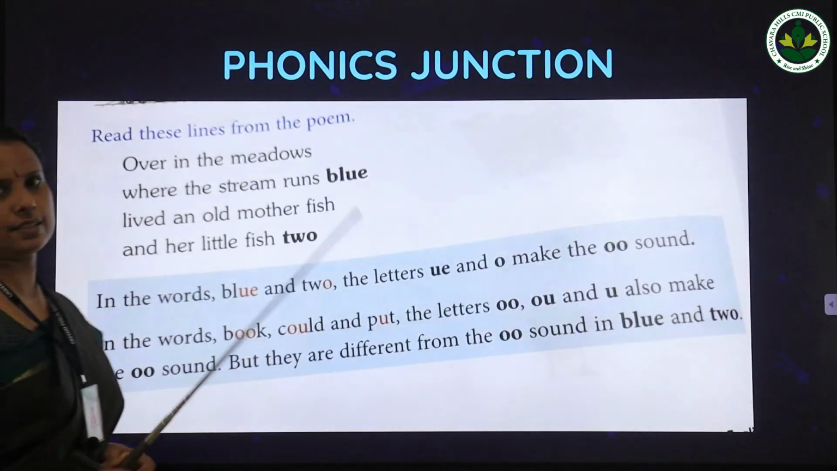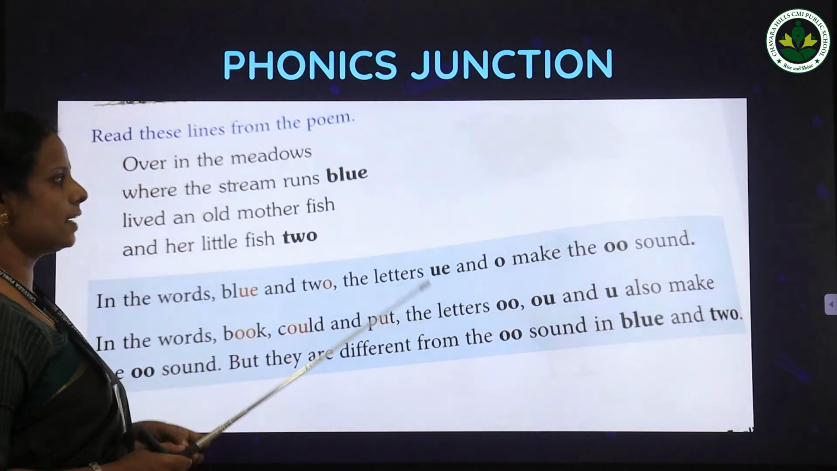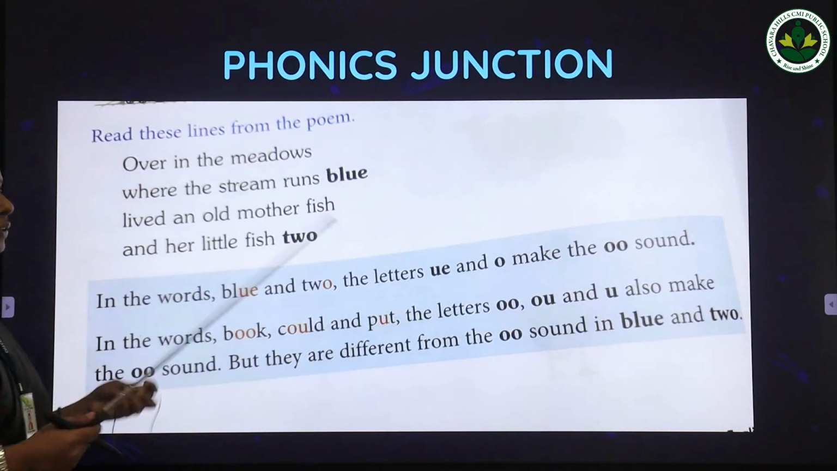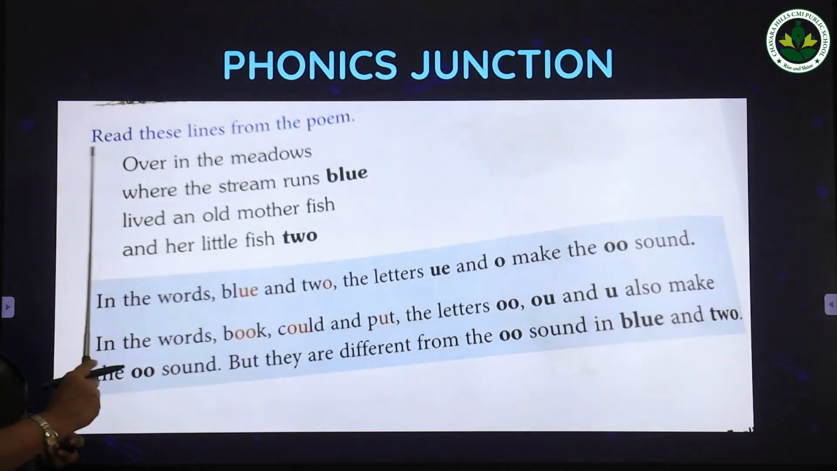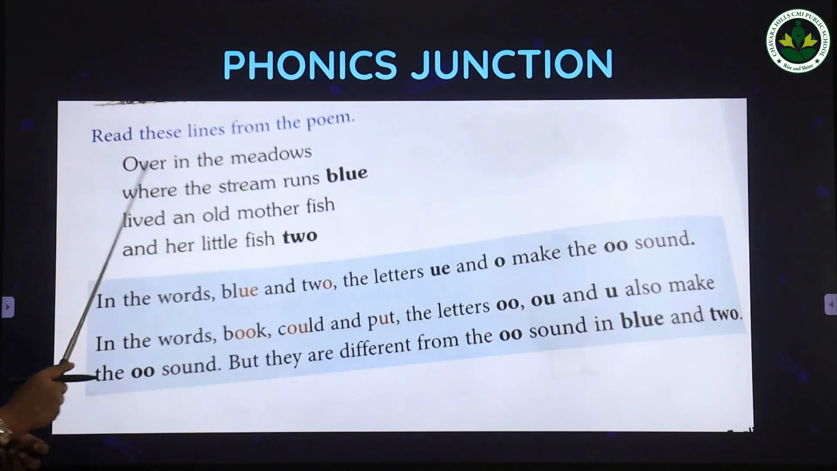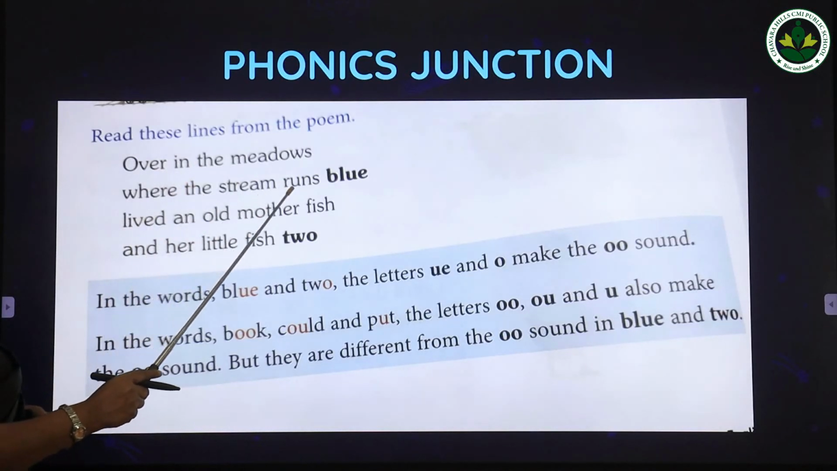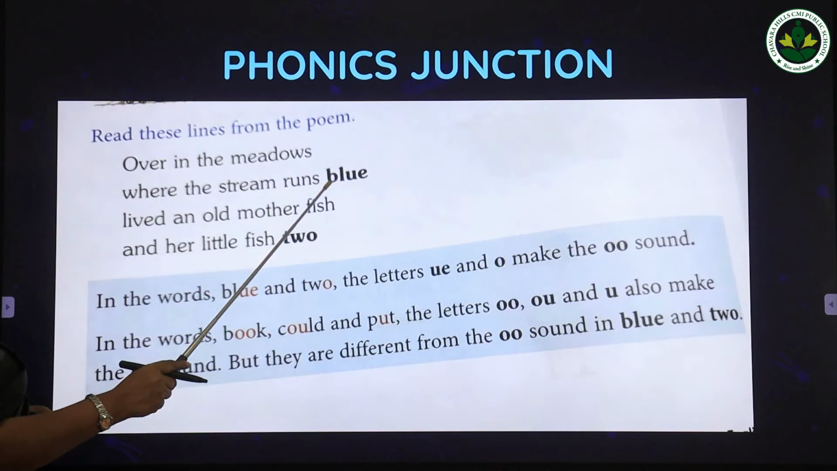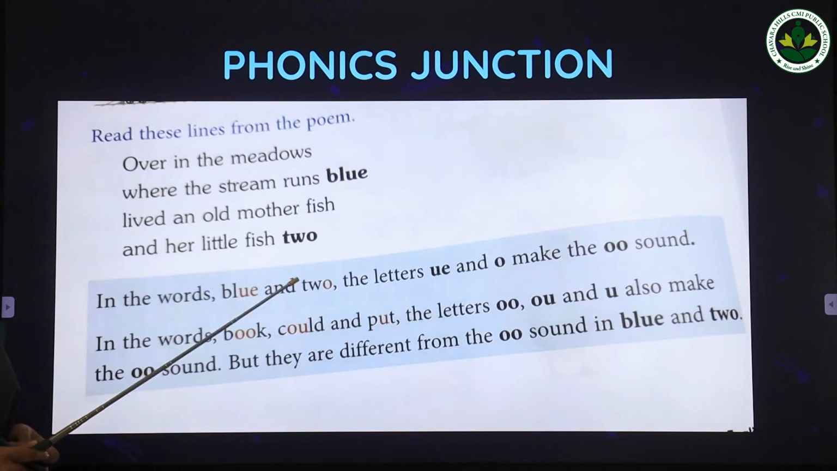Next section is phonic junction. And in phonic junction, let's see what we are going to learn. So before that, let's read these lines from the poem. Over in the meadows, where the stream runs blue, lived an old mother fish and her little fish too.